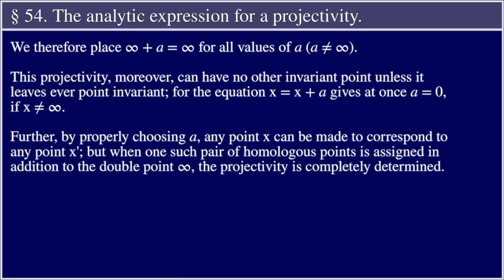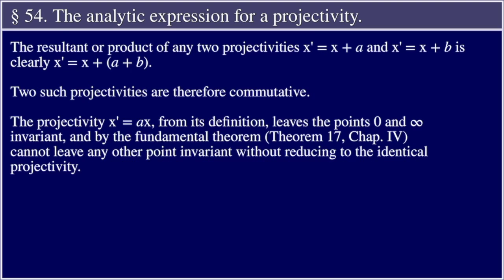But when one such pair of homologous points is assigned in addition to the double point infinity, the projectivity is completely determined. The resultant or product of any two projectivities, x prime equal to x plus a and x prime equal to x plus b, is clearly x prime equal to x plus the quantity a plus b. Two such projectivities are therefore commutative.